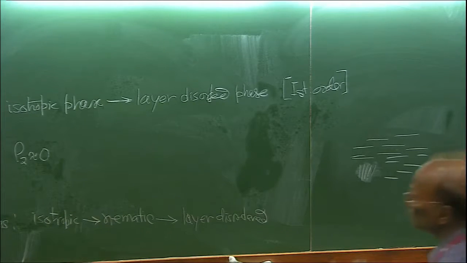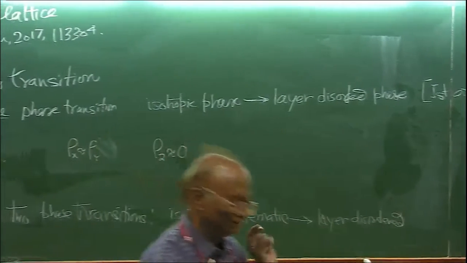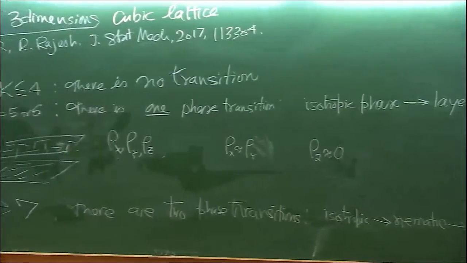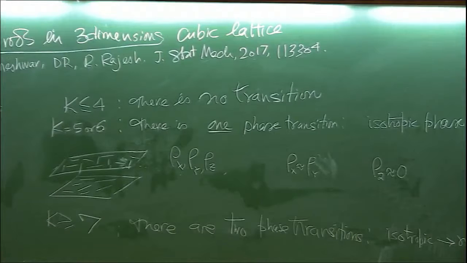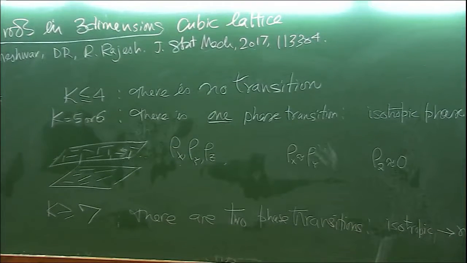So I guess the point is that for nematic order to come, k has to be sufficiently big. And 7 is, let us say, the magic number. So for k less than 7, nematic order is not possible. But this layer disordered phase is still possible or happens.